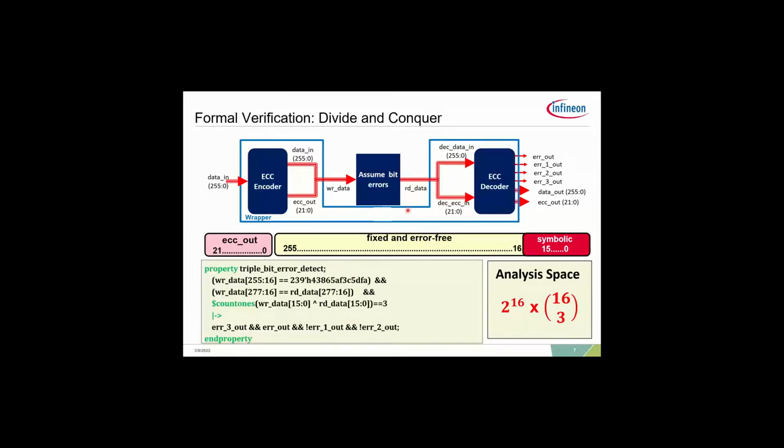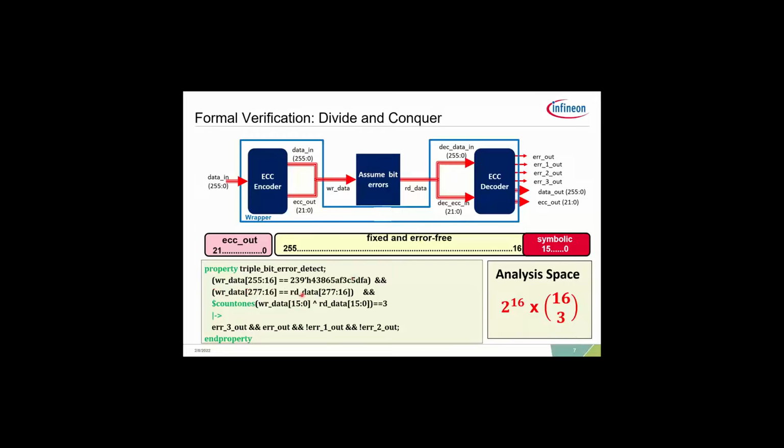At the end of the day, for safety designs, we want to have a complete proof. That's why we came up with an approach called divide and conquer. The main problem with the brute force approach was this huge state space or analysis space, so we thought, let's divide this problem into a smaller problem. Instead of running the property on the complete 278-bit vector, we could reduce it to a smaller window. In this property, we assume that the bit errors can occur only in the first 16 bits, and the rest of the bits are error-free and also fixed.